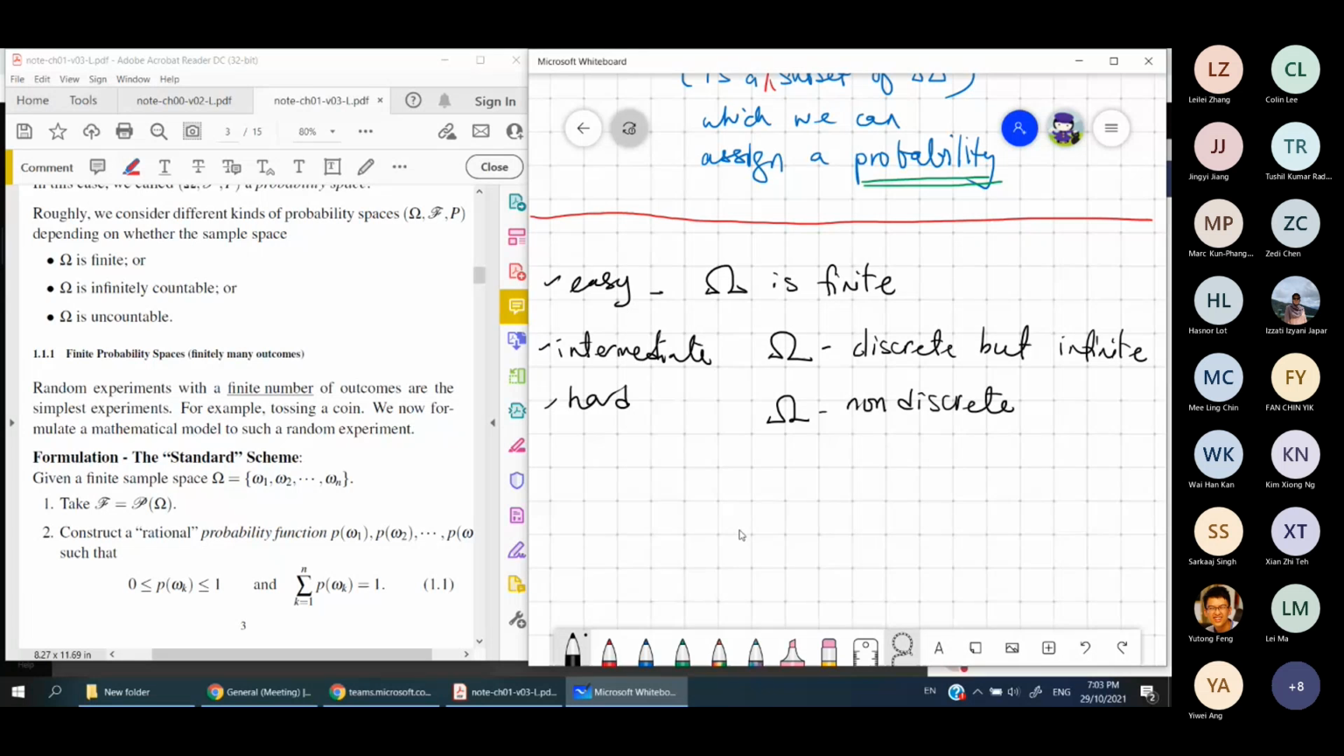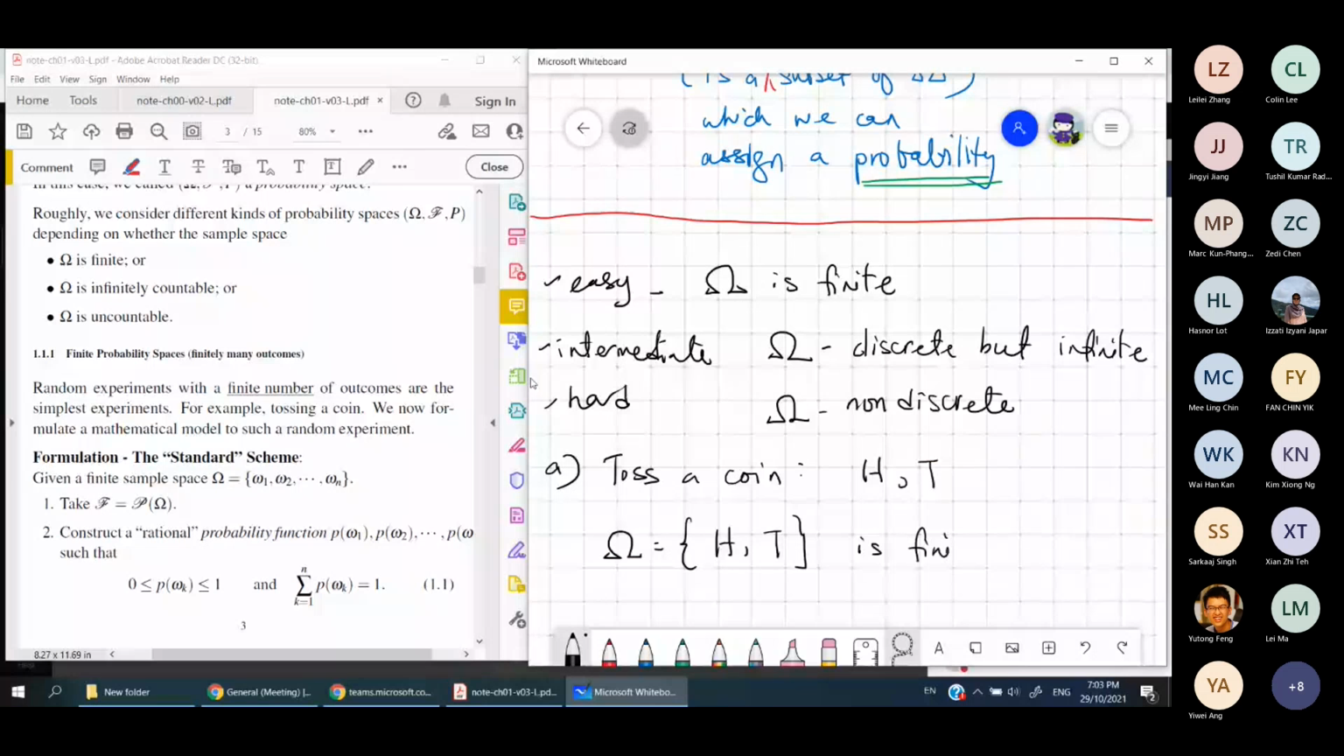So let's begin with the simple case. By the way, do I need to give you an example for this? Maybe a very simple example first. Let's say we look at this experiment: we toss a coin. How many possible outcomes? We know it's either head or tail, right? So in this case, our omega is either head or tail. This is the first case, and this one is finite.